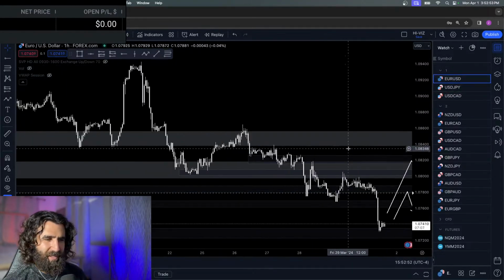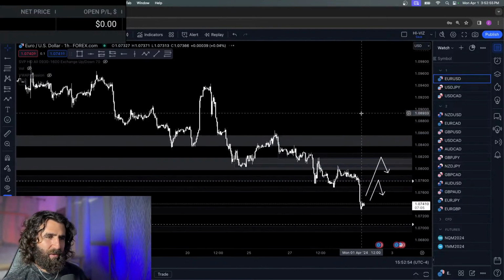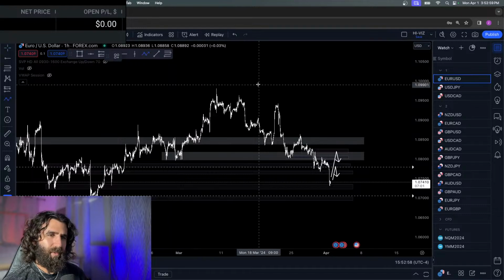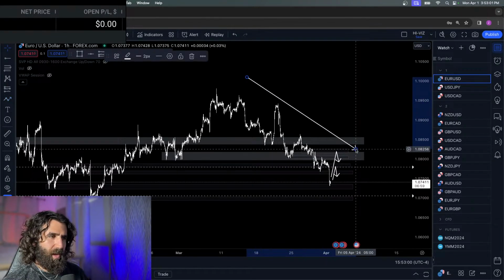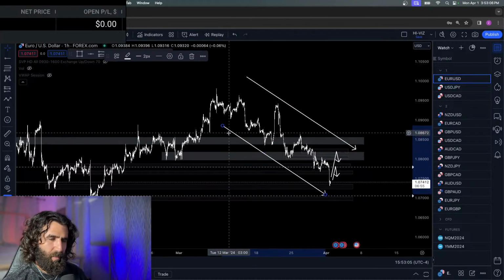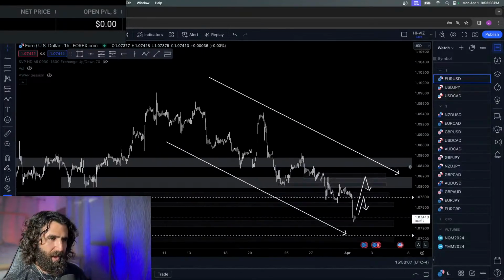On Euro USD, again, went over this a little bit earlier. Looking for this to continue to the downside. Here is the 1 hour. Where is price headed, guys? It's not headed up, right? Like, this is where price has been headed from a 1 hour view. This is what we're looking at.